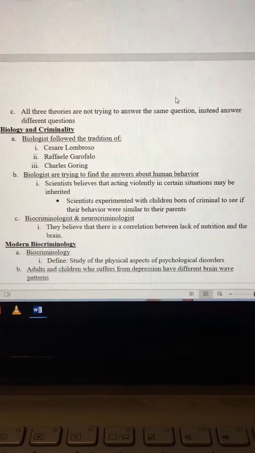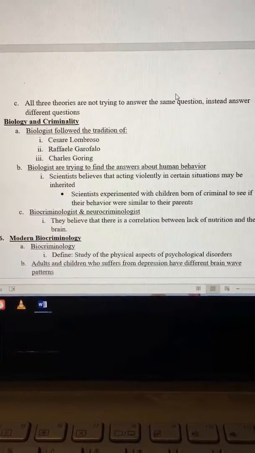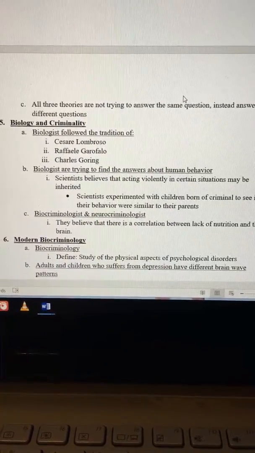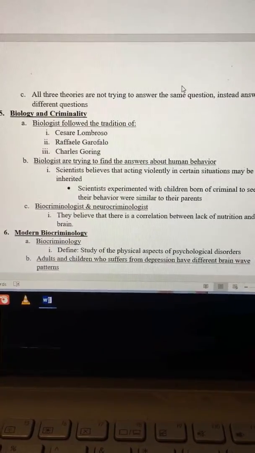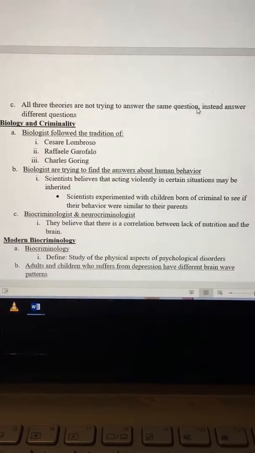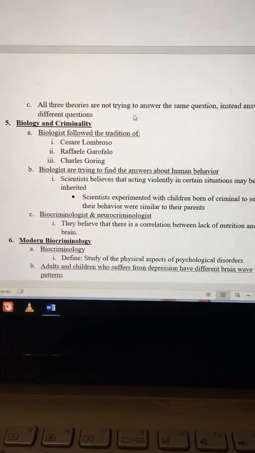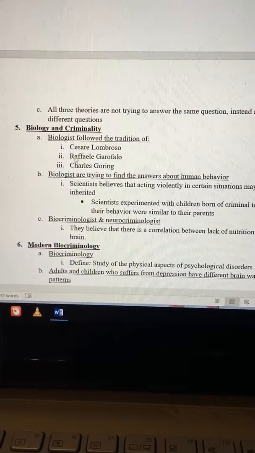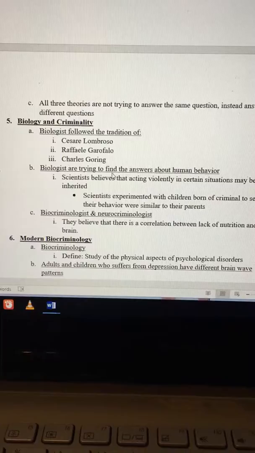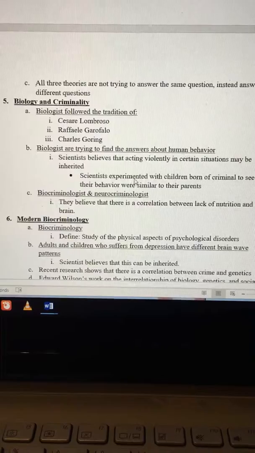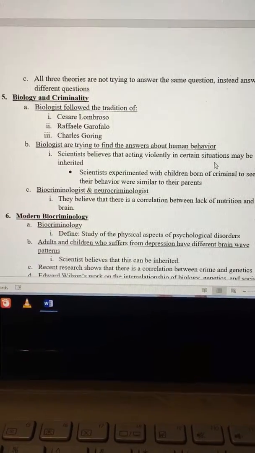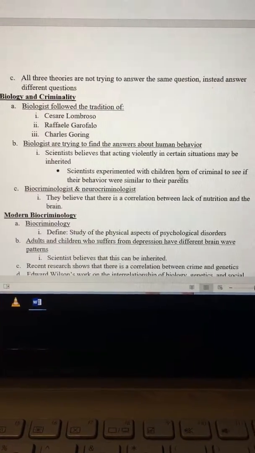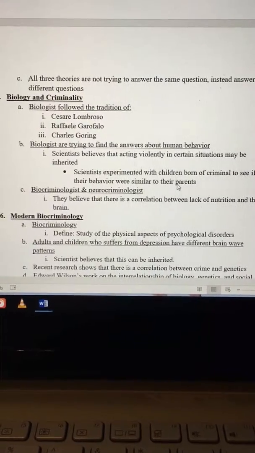These three theories don't try to answer the same question, for example, why do criminals commit crimes? They instead answer different questions. Biology and criminality. Biologists follow the tradition of these three, trying to find the answer about human behavior. They believe acting violently in certain situations may be inherited. They experimented with children who were born of criminals to see if their behaviors were similar to their parents.